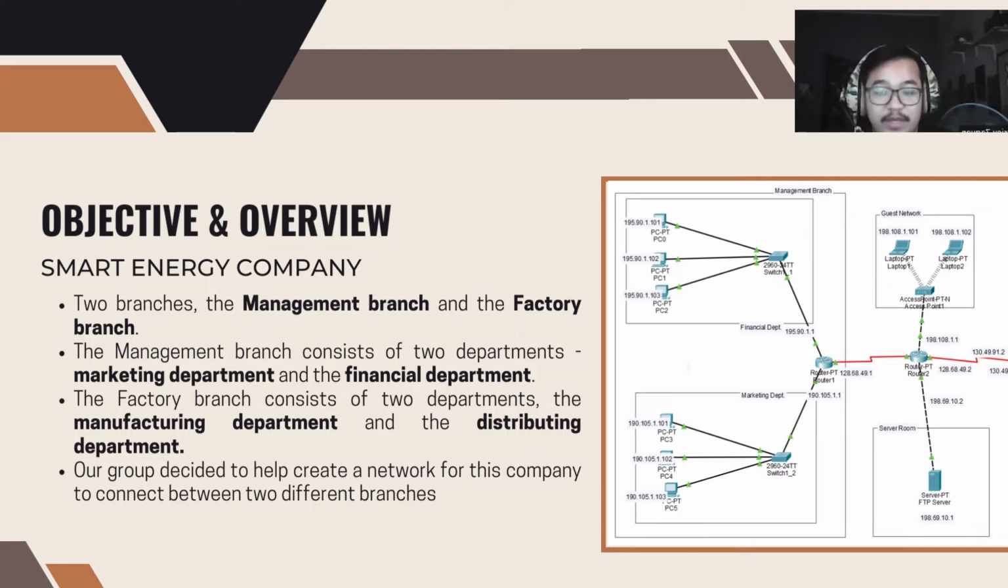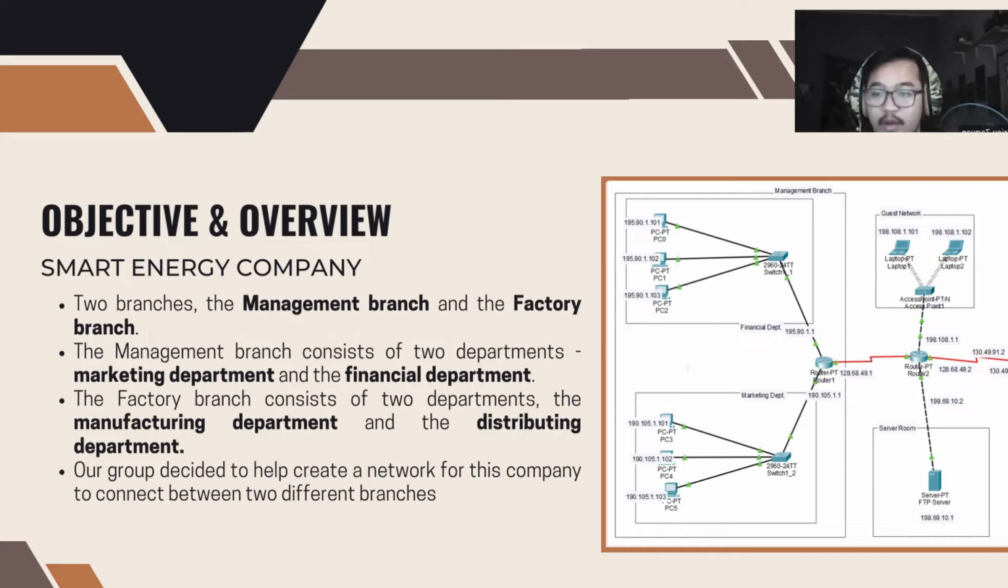First and foremost, the introduction, objective and overview. The Smart Energy Company consists of two main branches, which are the management branch and the factory branch. Each branch has two departments. The management branch is made up by marketing department and the financial department. Meanwhile, the factory branch is consisted of manufacturing department and distributing department.